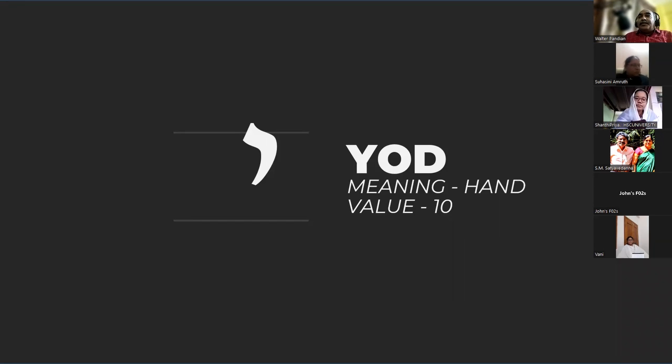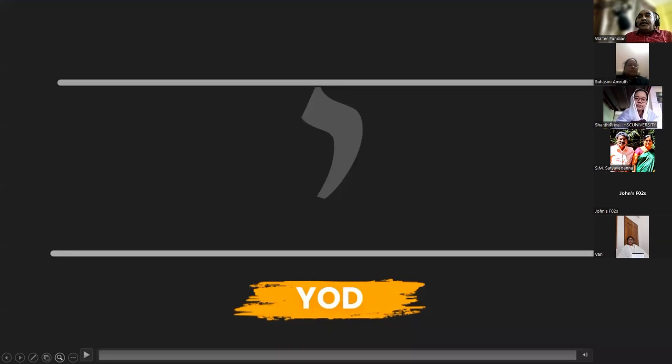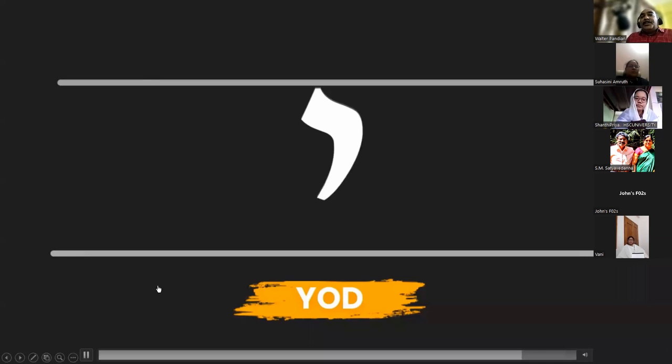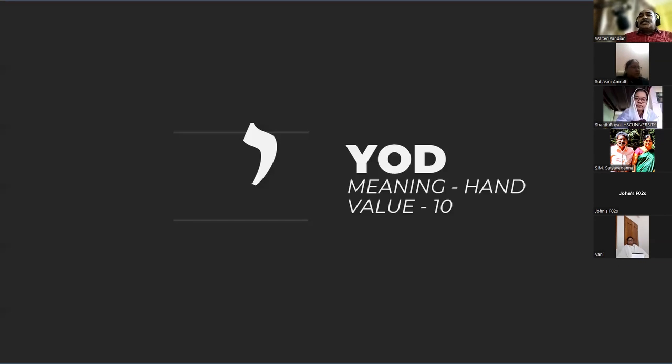Now how to write this 10th alphabet, that we'll see now. Just check out the video now so that you will be able to understand. From top to bottom you have to draw. See? So this is how you need to write Yod. Once again, I will draw it and show you. From top to bottom. It's the smallest one. So Yod is the smallest alphabet in Hebrew.